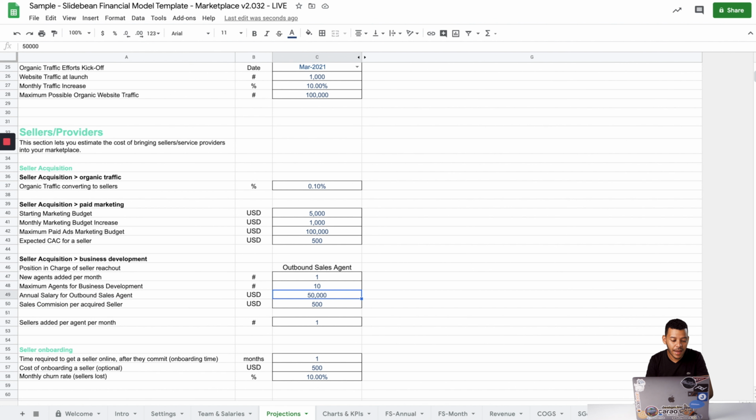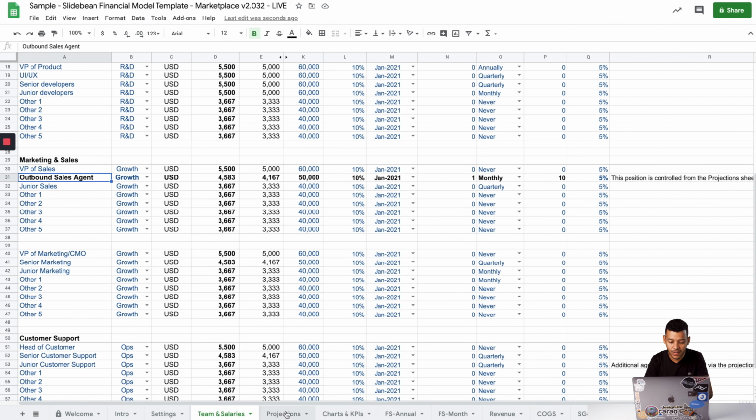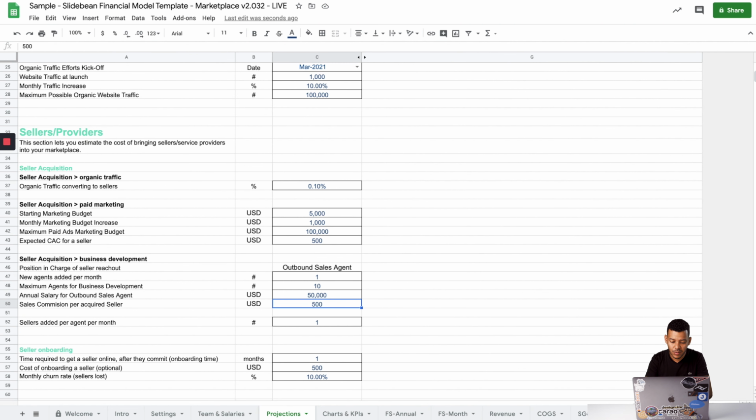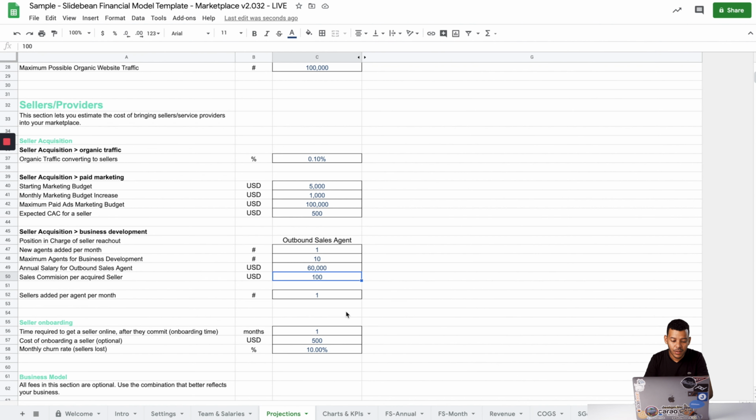The annual salary for that onboarding sales agent is going to be $50,000, and then you can even assign a sales commission for the seller. So if you go to teams and salaries, that's just going to equal what you add here. Let's say that you're going to make a smaller sales commission and maybe a bigger salary, so that will automatically translate into teams and salaries. And then finally, the number of sellers added per agent per month, that's 1. You could say that that's 5, and then you could say that each one of your salespeople is going to bring 5 new sellers into the platform every month.